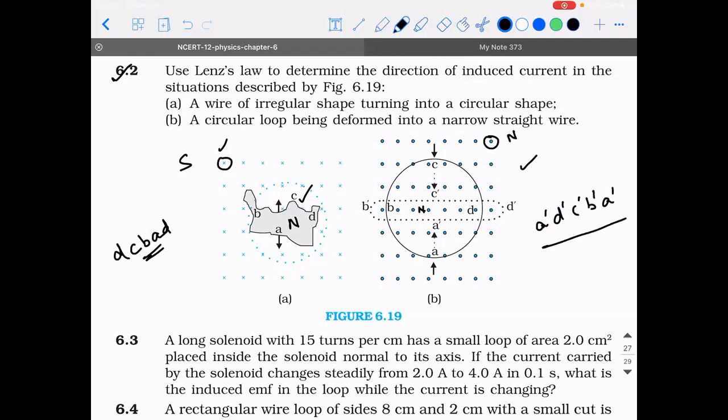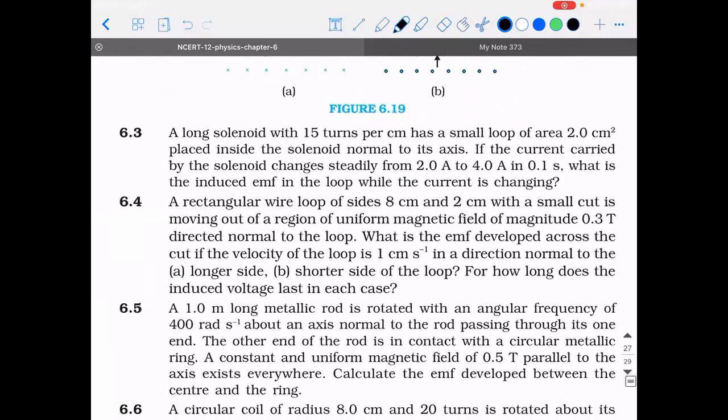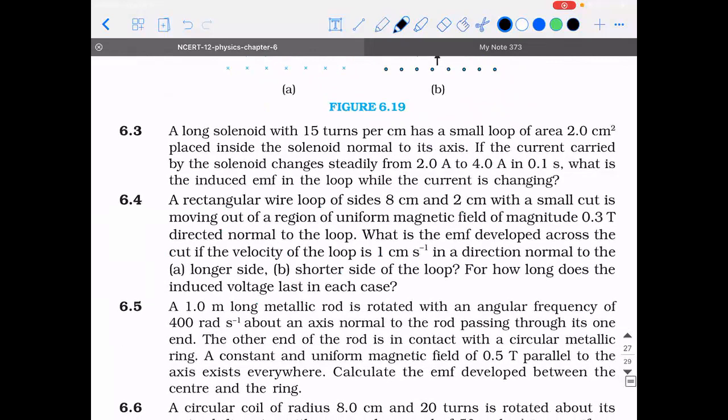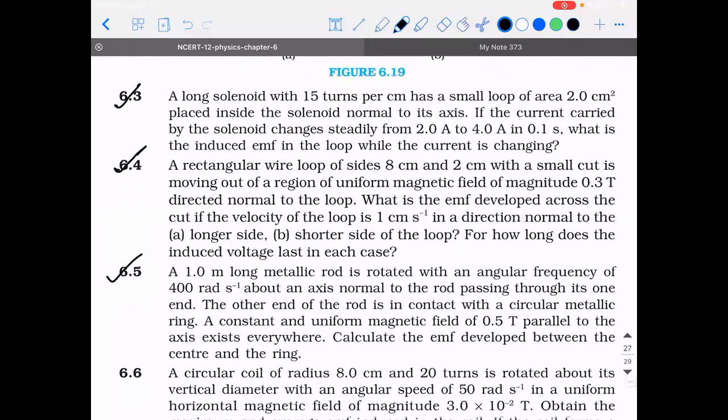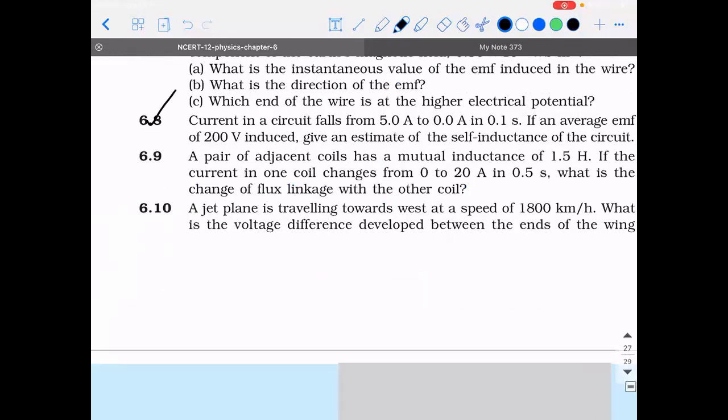So always when you're writing the direction, with whatever point you're starting, you need to end it with the same point. Okay. So don't write A, D, C, B and leave it. You should write A dash, D dash, C dash, B dash and A dash. Okay. That is a rule to write. Am I clear till this point? Yes, sir. So I will tell you what are all the problems you guys can do. 6.3 you can do, 6.4 you can do, 5 you can do, 6 and 6, 7, 8 also you can do. Okay, all these problems you guys can try.